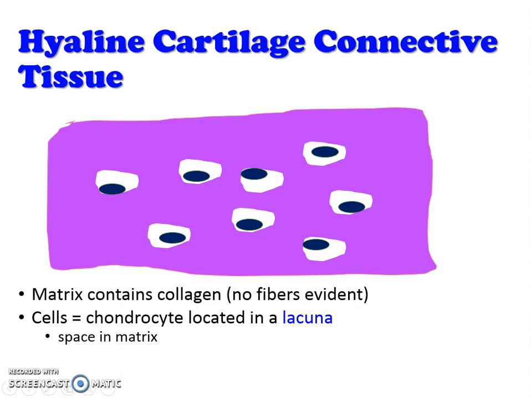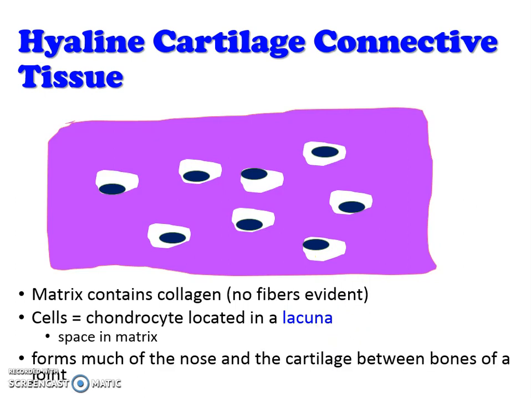So a cartilage connective tissue cell is called a chondrocyte, and it's located in a space in the matrix called lacuna. So lacuna is the space within a connective tissue in which we would find a cell. Specifically, hyaline cartilage connective tissue is going to be very important when we're talking about articulations or joints. It's the cartilage that's going to form the superficial surface where the bones are going to meet and articulate or move over one another. And hyaline cartilage connective tissue is also going to form much of the nose.